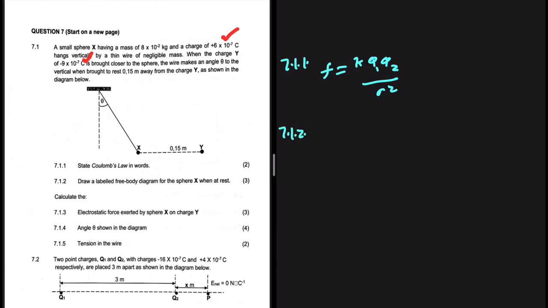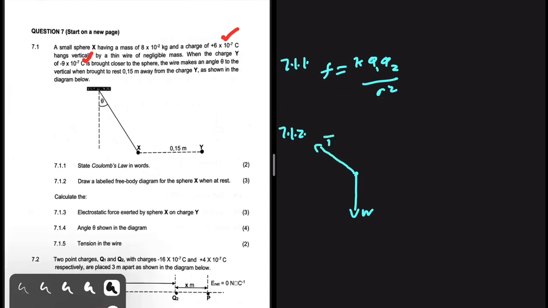Let's look at 7.1.2. Draw a labeled free body diagram for the sphere X when at rest. Like I always say, when you're supposed to draw a free body diagram, before you start thinking about anything else, put the weight first, because it is always there in our scenarios. So we have the weight and then we have the tension. As you can see on our diagram, we should have something like that.